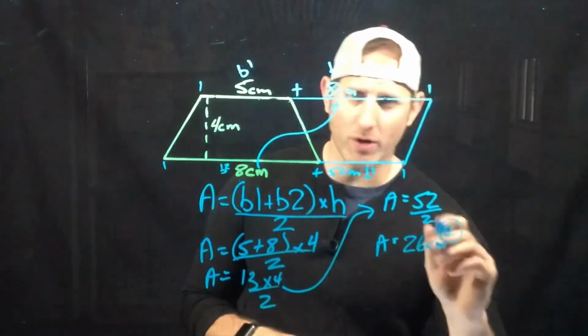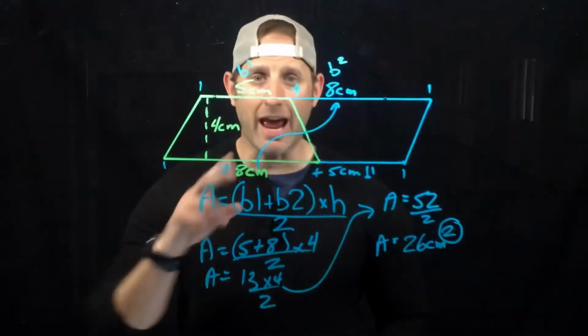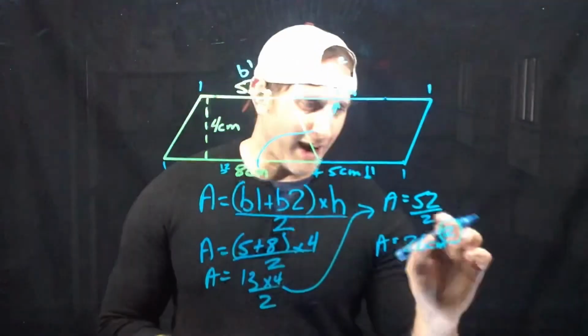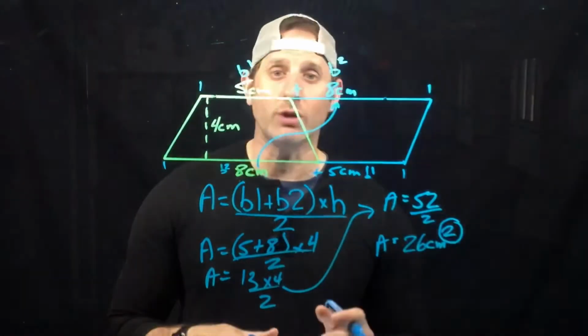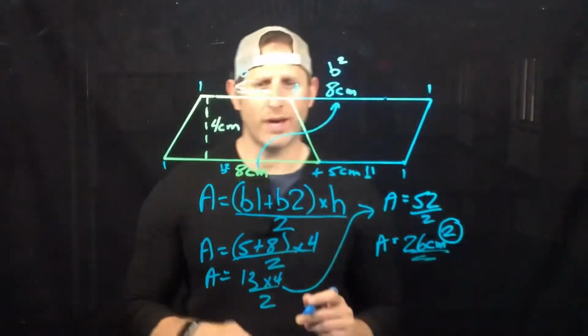Now, this is important, that squared. The reason it's important is because we're dealing with area, and area means that we're dealing with 2 dimensions. And this little squared 2 right here tells us that we used 2 dimensions to get to that answer. Okay, so let's recap.